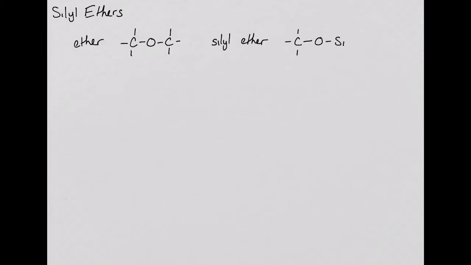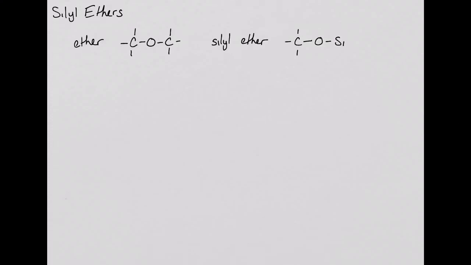This video will cover the topic of silyl ethers. Remember that our common ether contains two bonds between carbon and oxygen. A silyl ether has one bond from the oxygen to carbon, and the other bond is from oxygen to silicon. Silicon is just below carbon in the periodic table.